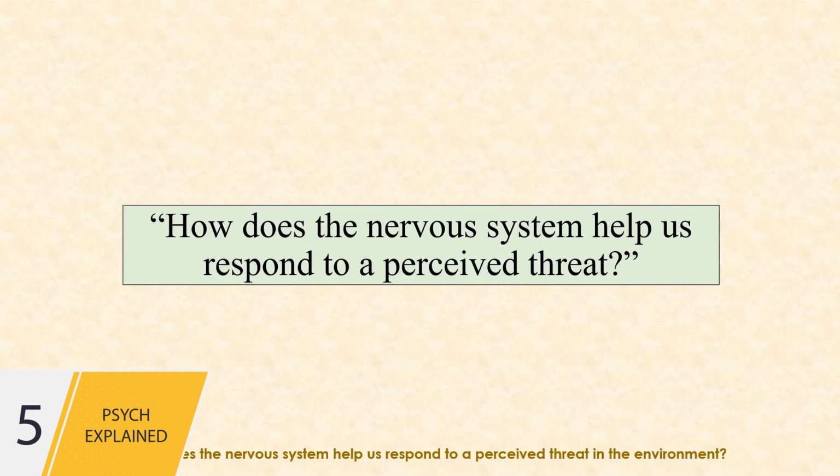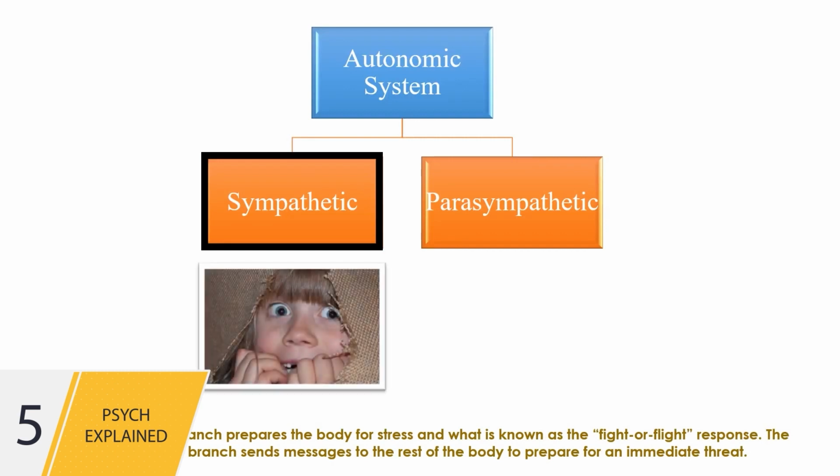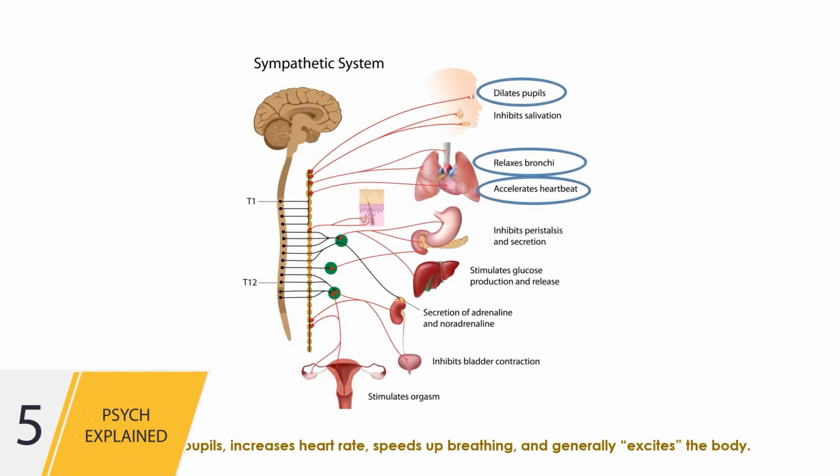How does the nervous system help us respond to a perceived threat in the environment? Returning to the diagram, the autonomic system is further divided into two divisions or branches, the sympathetic branch and parasympathetic branch. The sympathetic branch prepares the body for stress and what is known as the fight or flight response. The sympathetic branch sends messages to the rest of the body to prepare for an immediate threat. It dilates the pupils, increases heart rate, speeds up breathing, and generally excites the body.